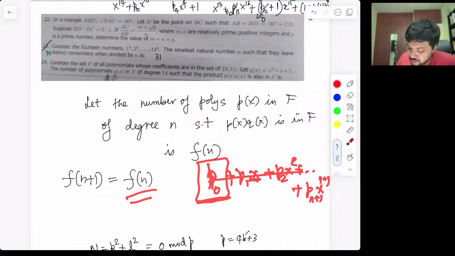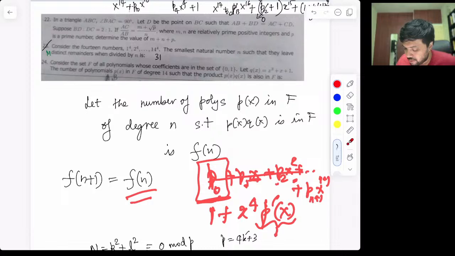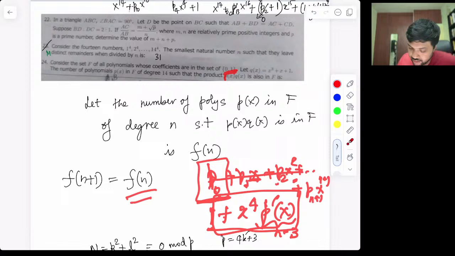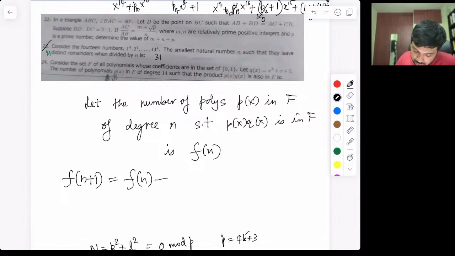Or p0 is 1. If p0 is 1, then p1, p2 and p3 will be 0, from what we have argued already. And p4 again you have options, you can either put it or not. So it basically becomes 1 plus x power 4 onwards; you take that, factor it out, and what will remain is a degree n minus 3 polynomial. For any degree n minus 3 polynomial satisfying this property, it will work. So the total number of solutions is therefore another f of n minus 3. So that is the recursion.